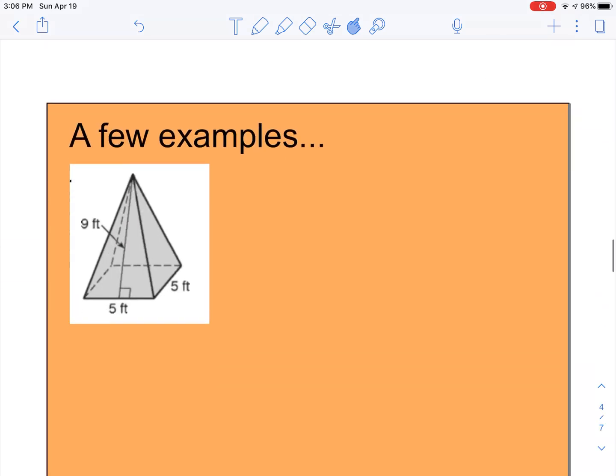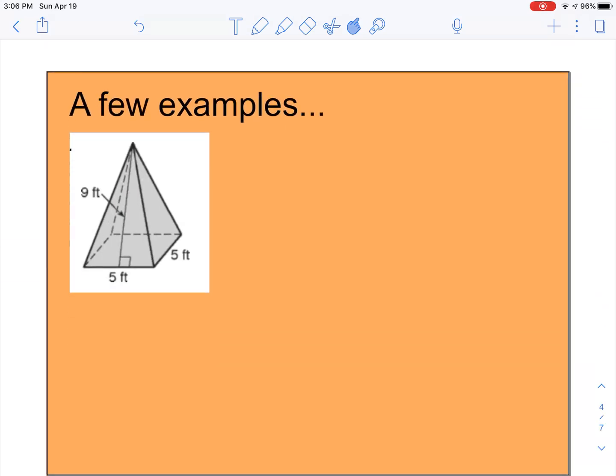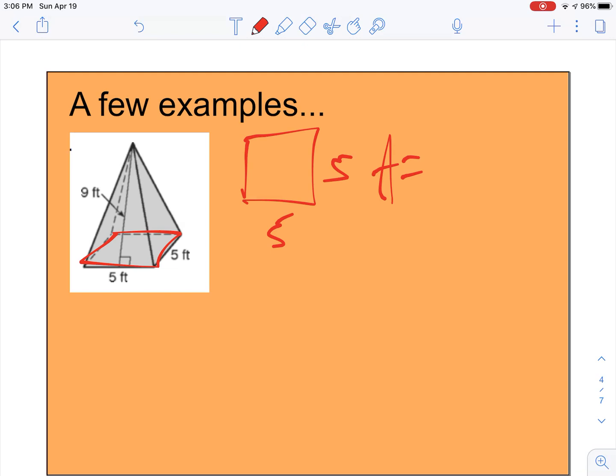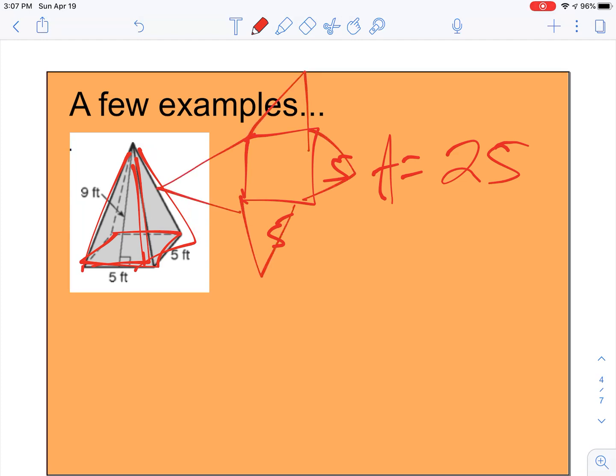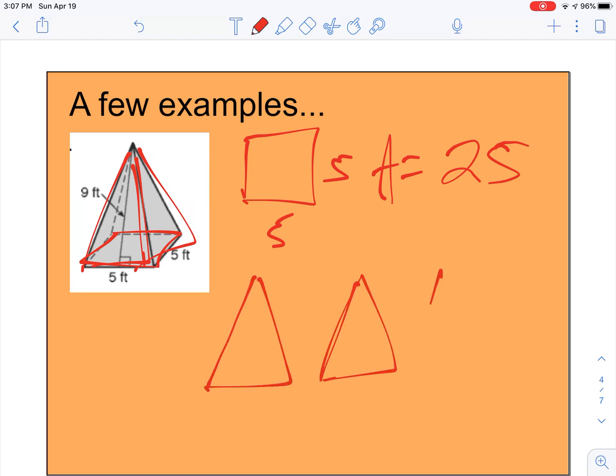So, real quick, a couple examples, and I'm only going to do one of each. Here we go. Area of this base, 5 times 5, 25, okay? Now, how many sides do we have to that? Well, there are 4 triangles that come off that, right? And I'll get rid of those just so we can see. So, those are 4 triangles. What do you know about those 4 triangles? Well, they're all going to be the same, right? The base is 5 and the height is 9.